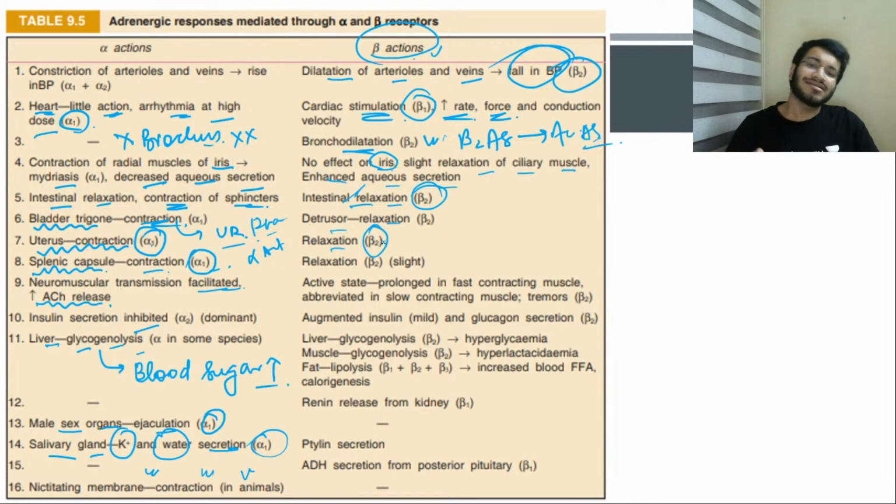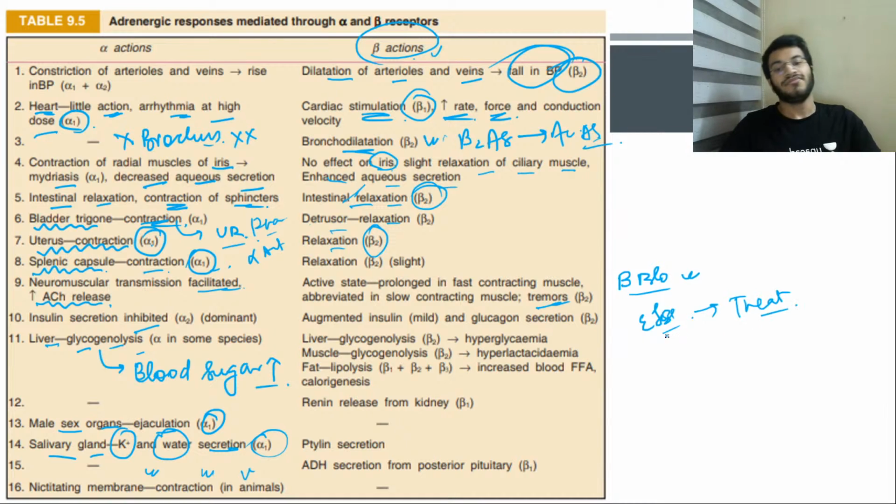So wherever alpha made it contract, beta is relaxing. The splenic capsule is also relaxed here. Then in the active state, it is prolonged in fast contracting muscle and abbreviated in slow contracting muscle, thus it can produce tremors. And if we give beta blockers, then the tremors are also cured. Essential tremors are also treated. Then augmented insulin and glucagon secretion, right? Then in the liver it causes glycogenolysis and hyperglycemia, ultimately increasing the blood glucose level. In muscle it causes glycogenolysis and hyperlactic acidemia. In fat it will cause lipolysis and increase blood FFAs and calorigenesis.